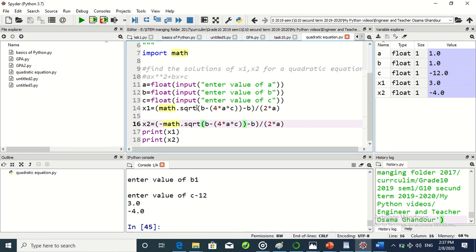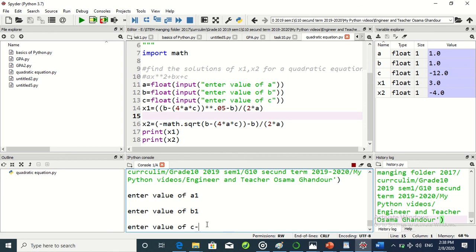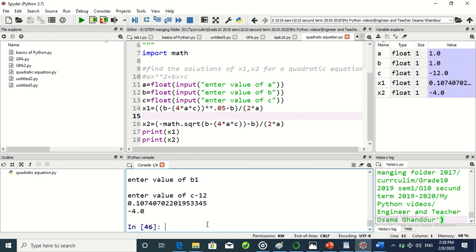We can change the square root to another thing. You can put this here, exponential 0.5, and try this solution also. A is 1, B is 1, and C is minus 12. It gives the same result. But here, enter value of C, some problem here, square root of a negative number, because I have positive and minus. So okay, thanks.